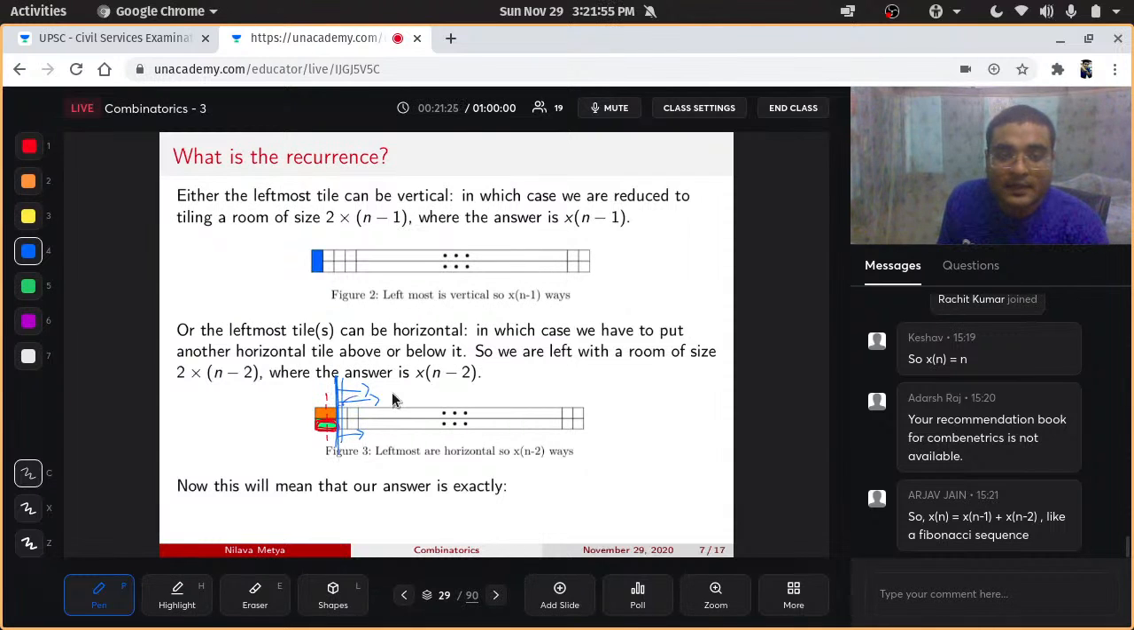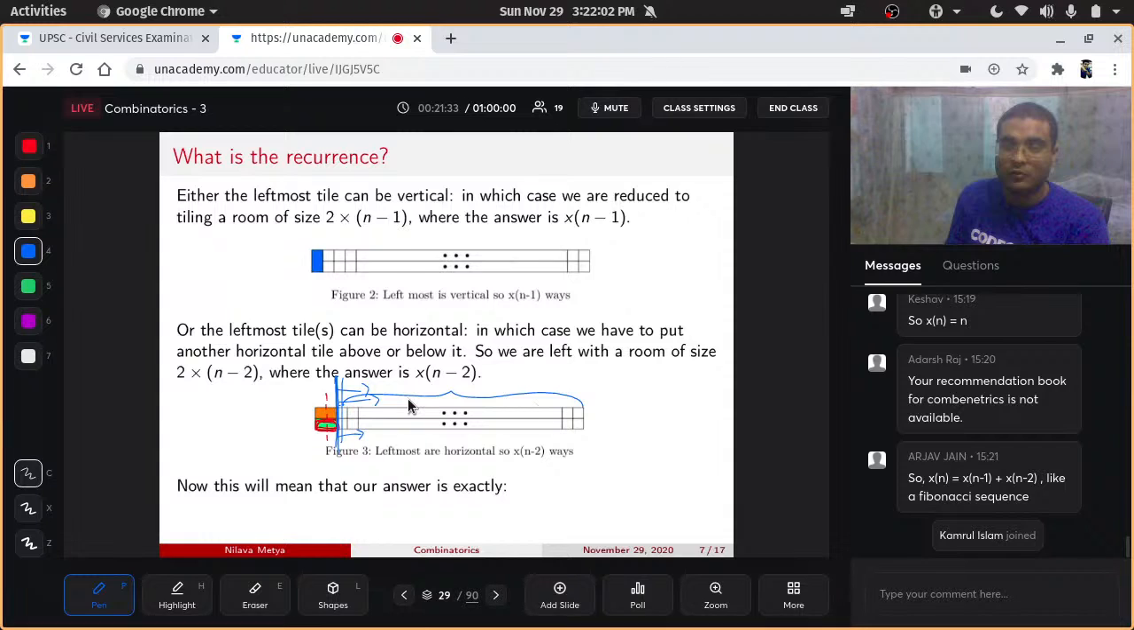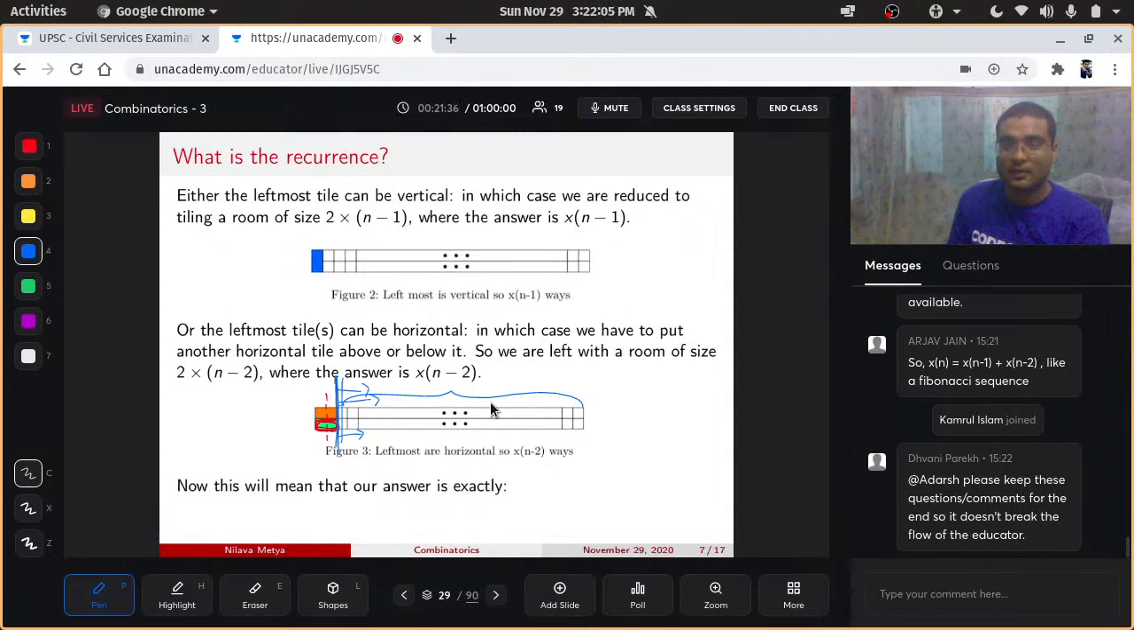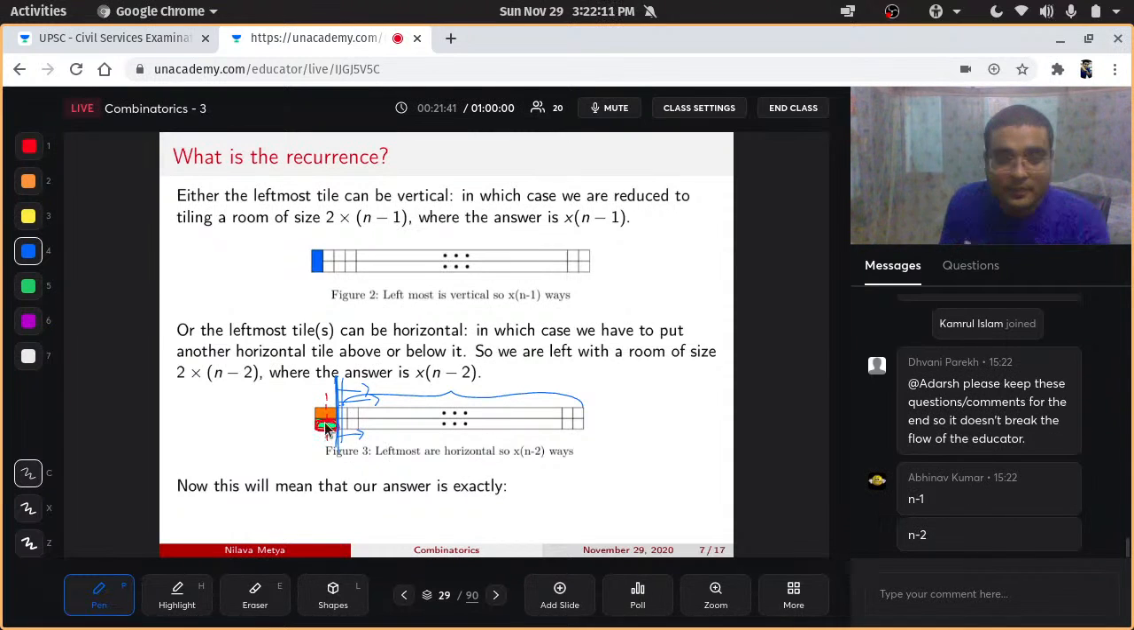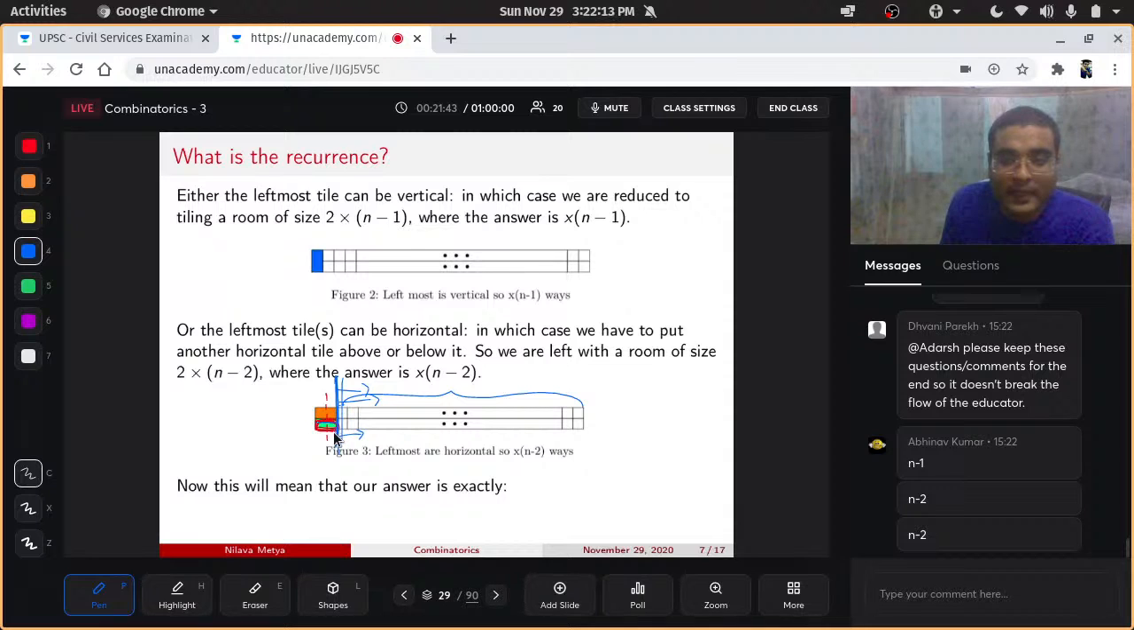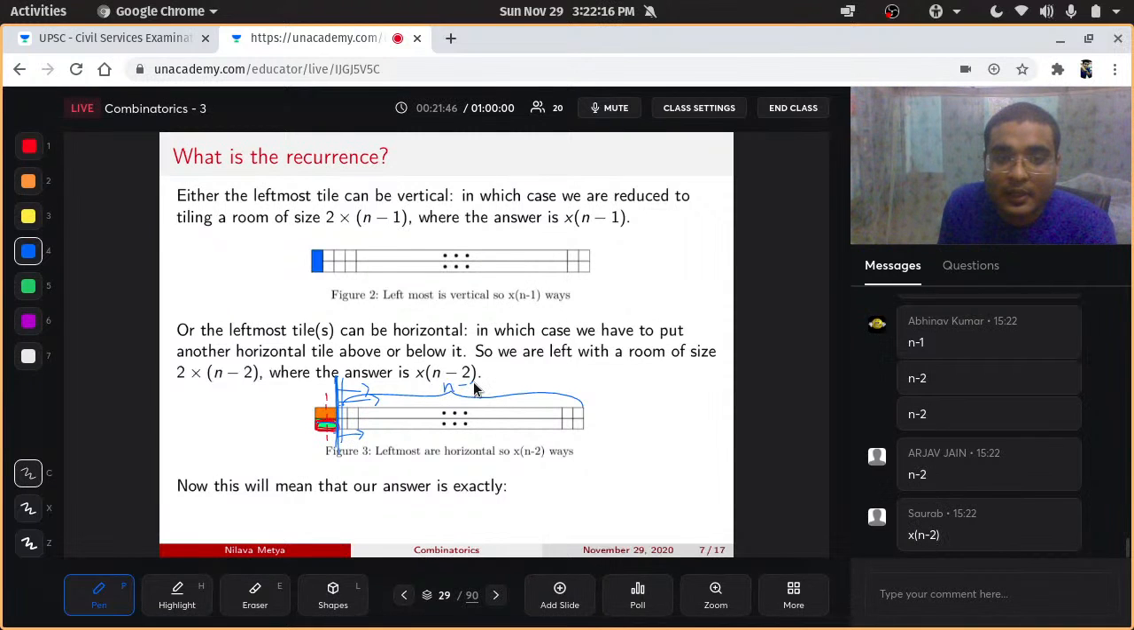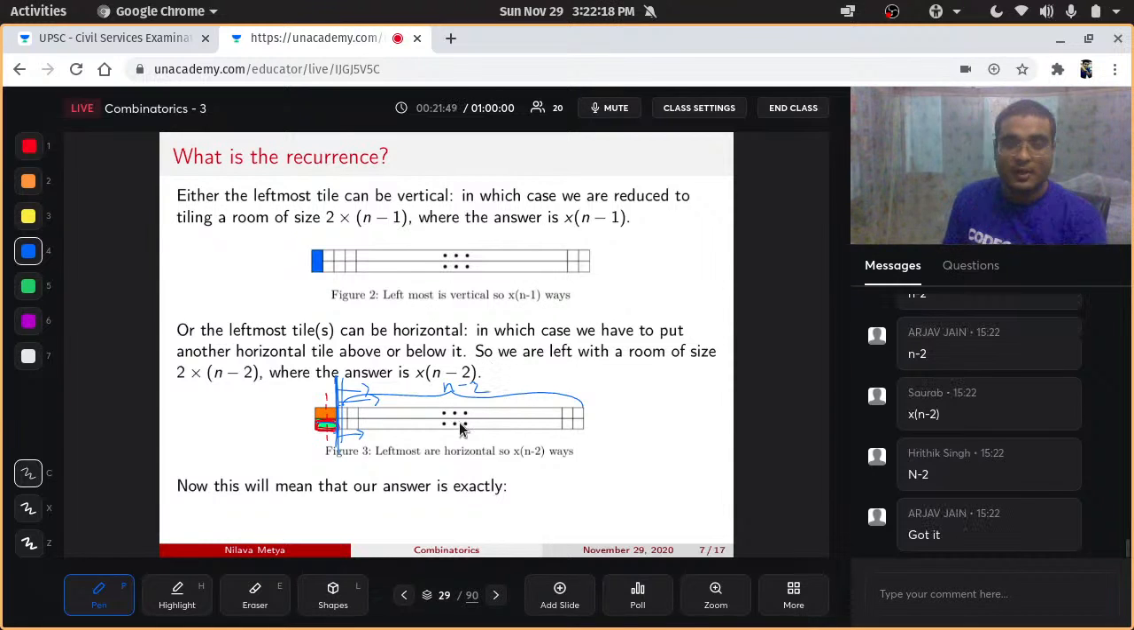Now, what is the size? What is the length of this room? Tell me, what is the length of this remaining room? It's not n minus 1. So I have placed a 2 by 2, right? N minus 2. Good. It is n minus 2. Okay. Now, how many ways to tile a room of size n minus 2 by 2, or 2 by n minus 2? It is just x of n minus 2. Okay. This guy.